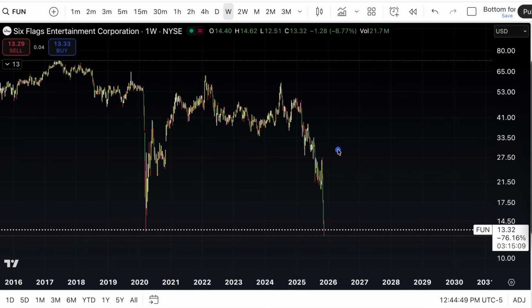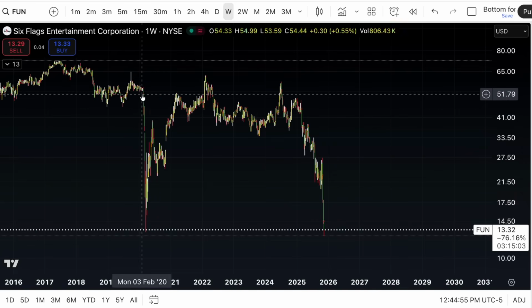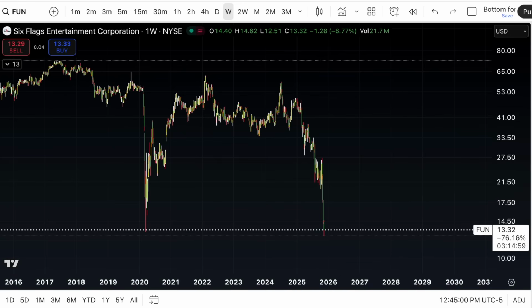Now, next one says, can you go over FUN? FUN is Six Flags. And boy, Six Flags stock is not very fun. Holy moly. Woo! That's some capitulation, isn't it? Look at that right there in 2020. I mean, you needed to shut down the world to have it over there. But this one, oh man, as the market's just run up, look at this thing. That is crazy.